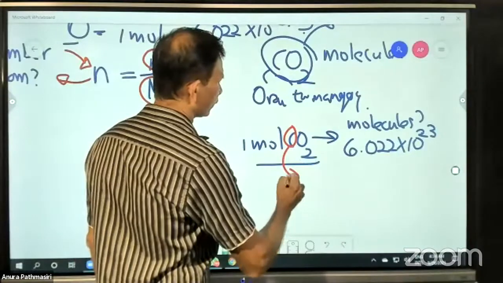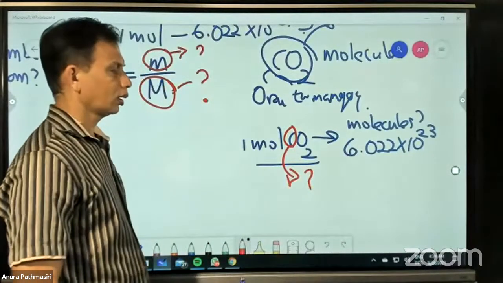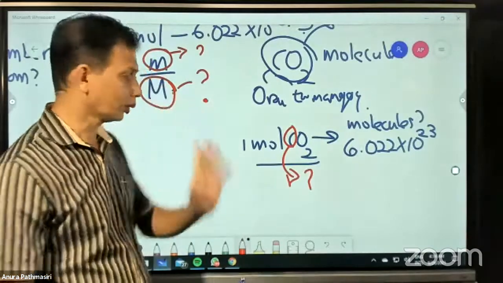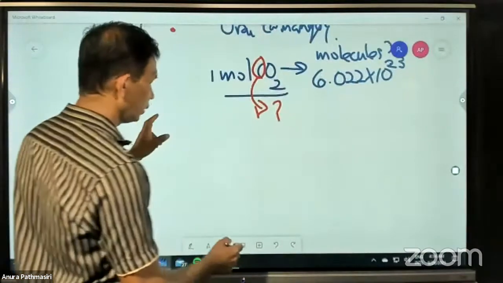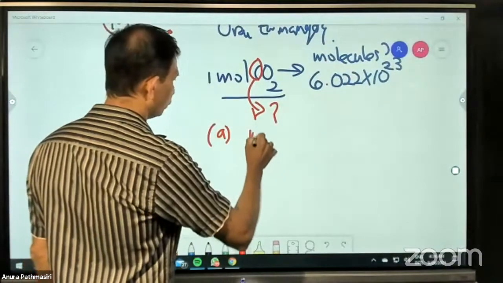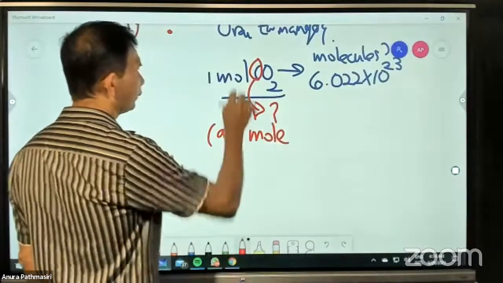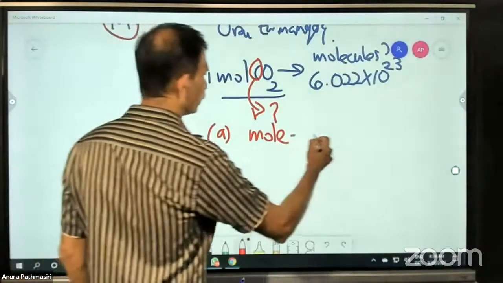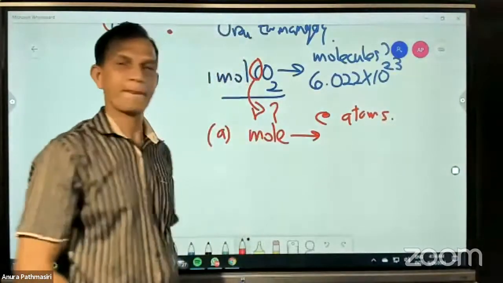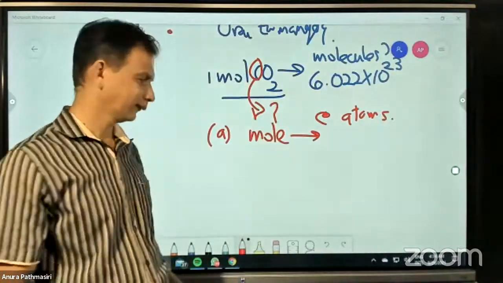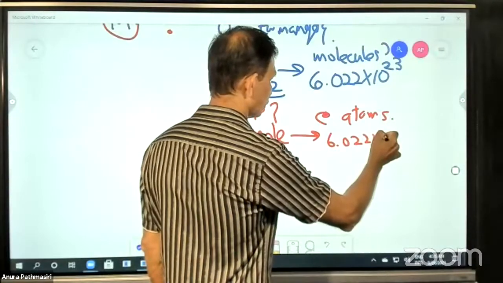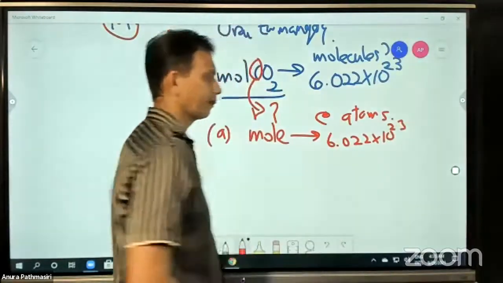My second question: if you consider 1 mole of carbon dioxide, how many carbon atoms are there? Don't misunderstand, I'm asking in 1 mole of carbon dioxide, how many carbon atoms are there? 6.022 times 10 to the power 23.